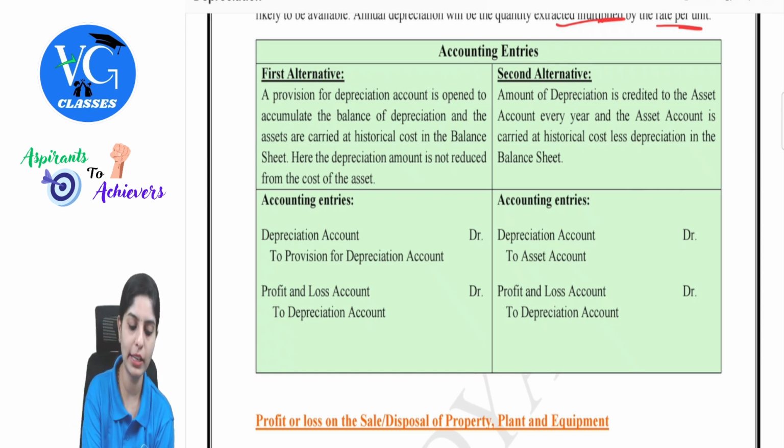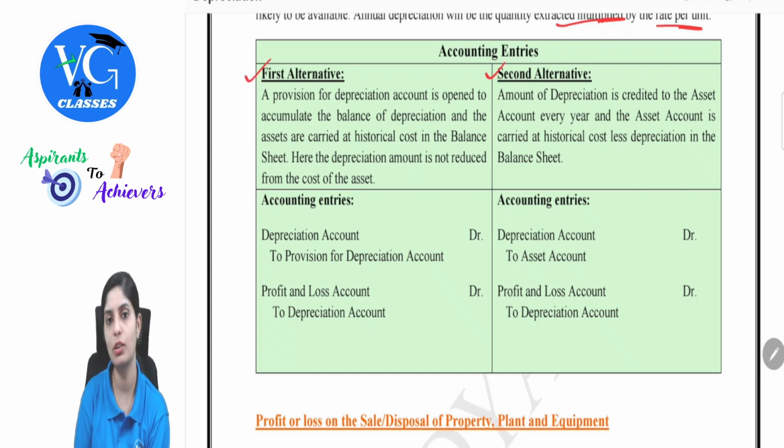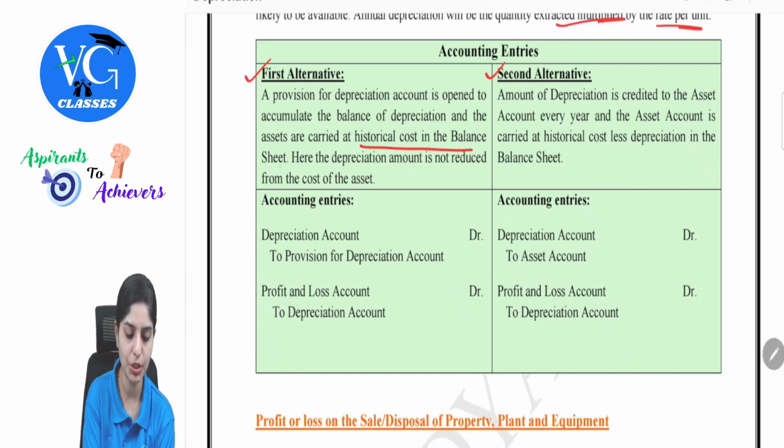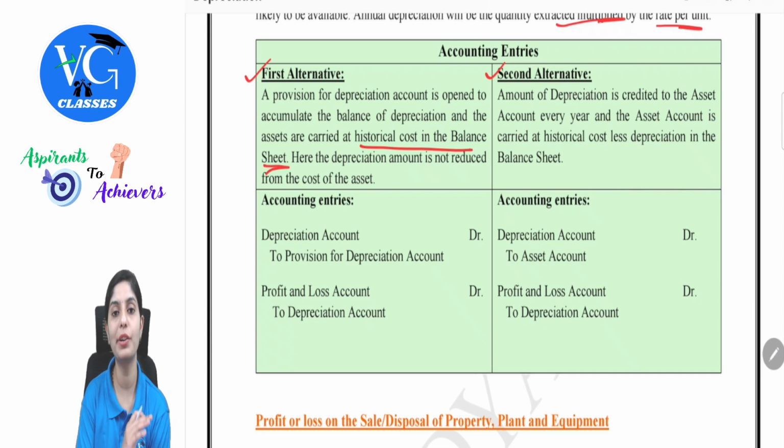There are two alternatives available, first alternative and second alternative. First alternative, when do we choose this? A provision for depreciation account is opened to accumulate the balance of depreciation and the assets are carried at historical cost in the balance sheet. Here the depreciation amount is not reduced from the cost of the asset. So under the first alternative, the business or organization does not want to show the reduced value of the asset. But depreciation cannot be avoided. It becomes a mandatory expense to record.